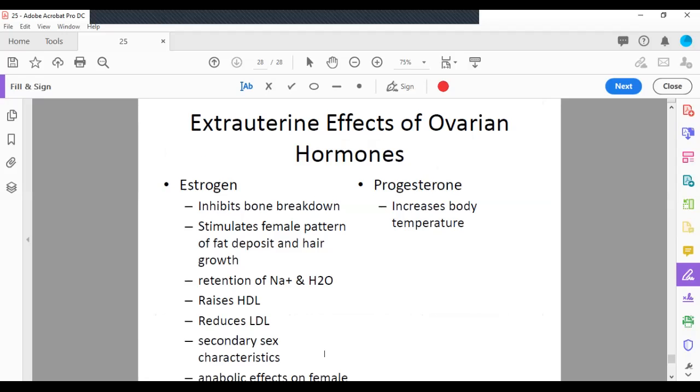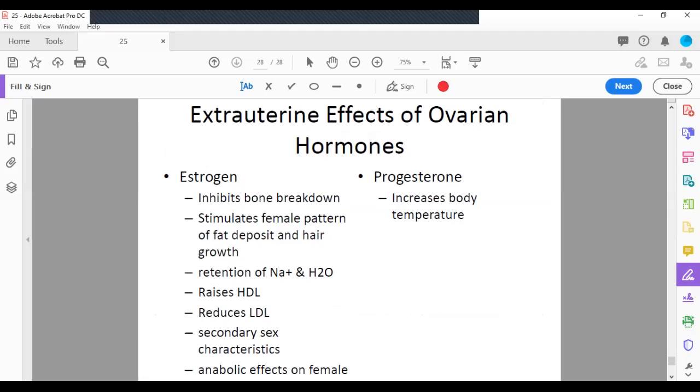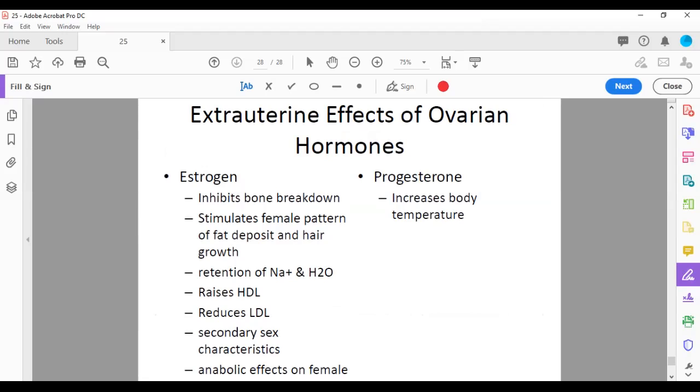Now, I also need you to know the effects of the hormones estrogen and progesterone. Estrogen inhibits bone breakdown, so it prevents osteoporosis. Estrogen also stimulates the female pattern of fat deposit and hair growth. If you recall what I said, subcutaneous fat deposit. Estrogen also increases the retention of sodium and water, causing what's known as edema. Water and sodium combined will increase water retention in the body.